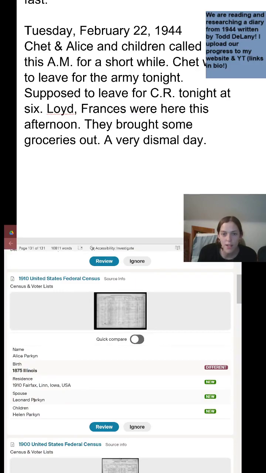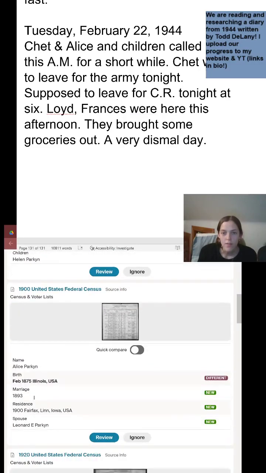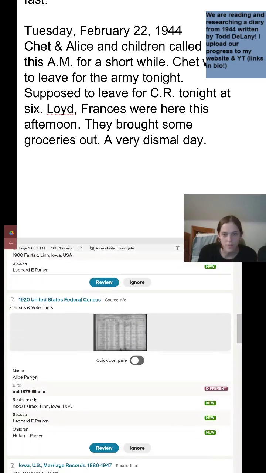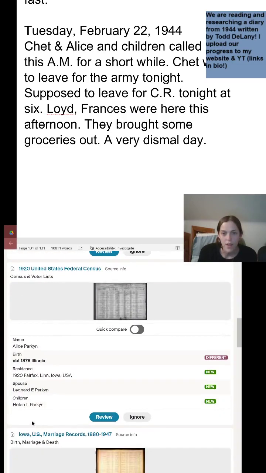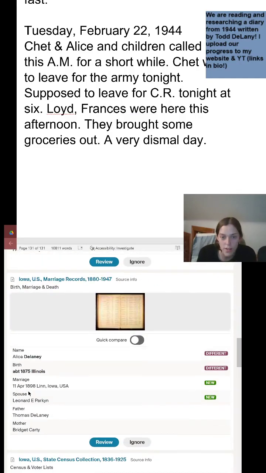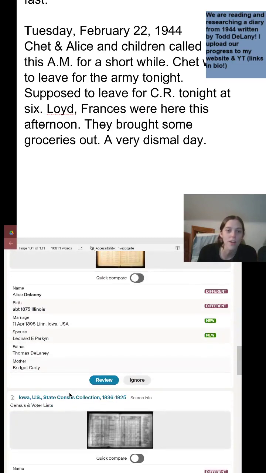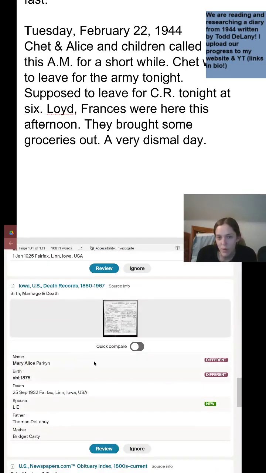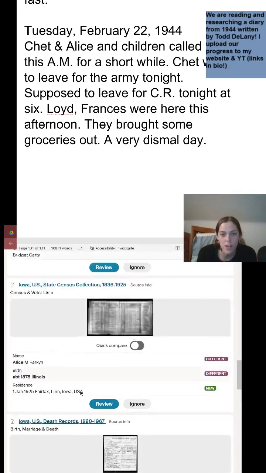Oh, we've got Leonard, though. There was a Leo, right? I wonder if that is the Leo. Helen could be, he talks about a Helen a lot. I don't know what age Helen was. I could get really into this but I probably won't spend a lot of time going through it, but this could be Leo.